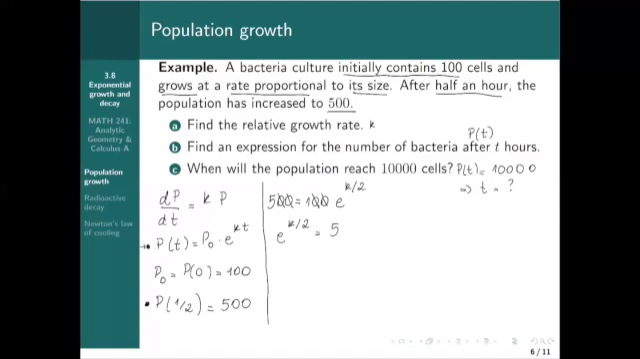So to find K, which is what we are asked in part A, we have to take ln on both sides. So ln of e to K over 2 is equal to ln of 5. So ln and exponential are inverse functions of each other. On the left-hand side, we have K over 2, and on the right-hand side, we have ln of 5. So K is going to be equal to 2 times ln of 5.